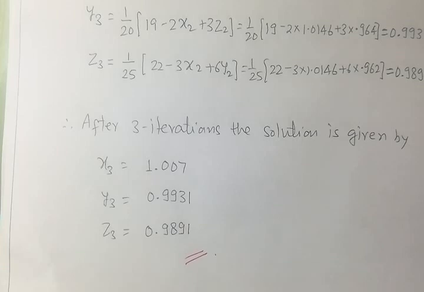Now, why 3 iterations? Because 3 iterations are given in the problem, so we have done 3 iterations. If only 2 iterations are asked in the problem, then you have to solve only 2 iterations. So after n is equal to 2, your final answer will be x2, y2 and z2.